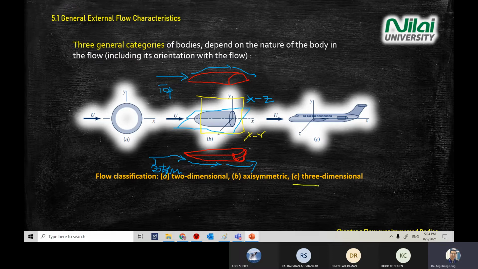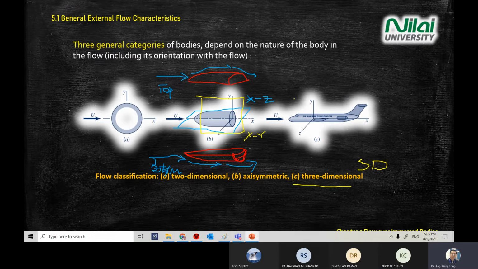Okay, the third scenario for the flow, you have a three-dimensional or 3D, meaning the air comes from the front and it hits all the different components of that particular subject. For example, this aircraft. So the shape is different at different locations, meaning no matter how you cut using XY plane, ZX plane, or 2D plane, no matter how you cut, you do not get the same shape as a top, bottom, left, and right. So three-dimensional is a very complex scenario.